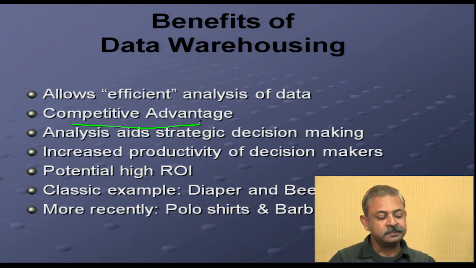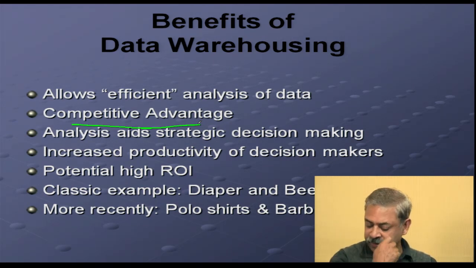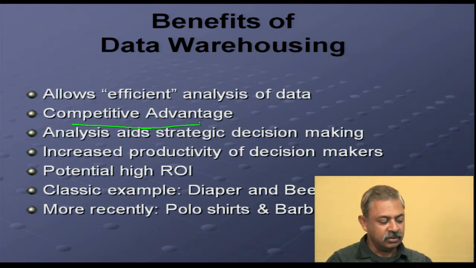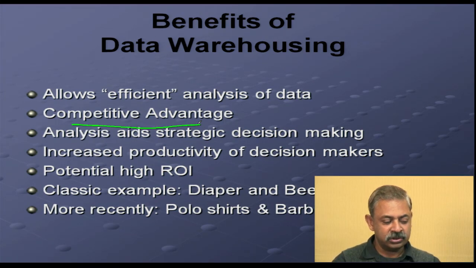Polo shirts and Barbie dolls. A store like Walmart or some chain of stores found out that there was a very high incidence of people buying polo shirts and Barbie dolls together. The management was not very sure why this kind of pattern has emerged, or why there is this correlation between sale of polo shirts and Barbie dolls.